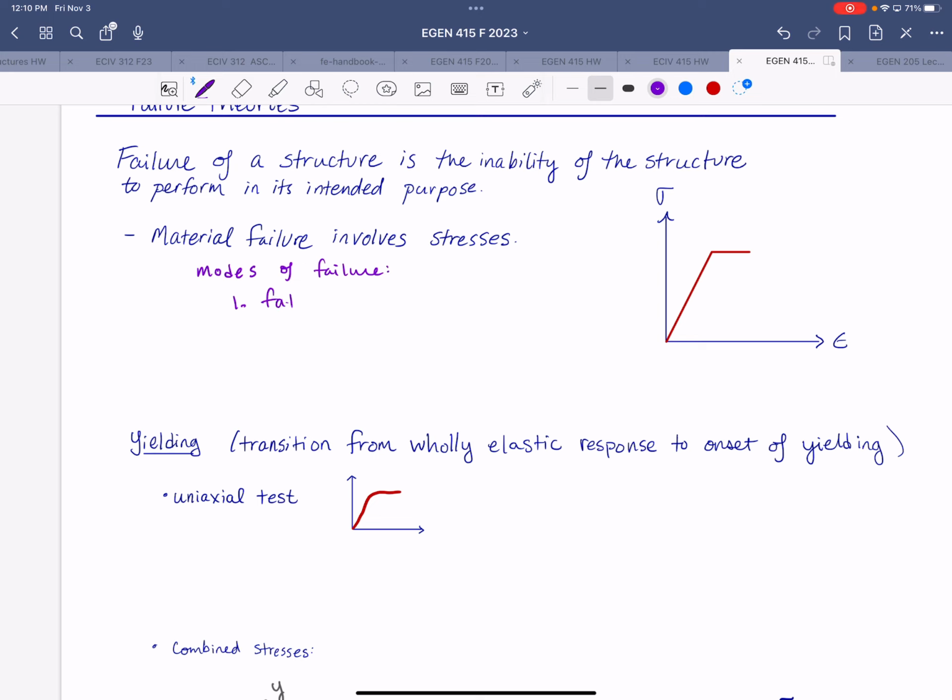So you've got fatigue, yielding, buckling, and creep, which is really relevant for just concrete and wood. So in this class, we'll focus on yielding as a mode of failure.